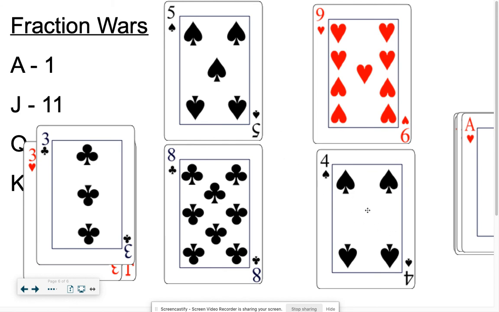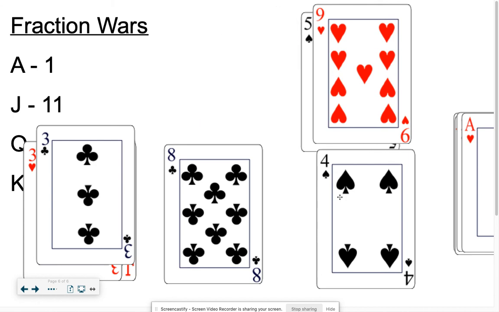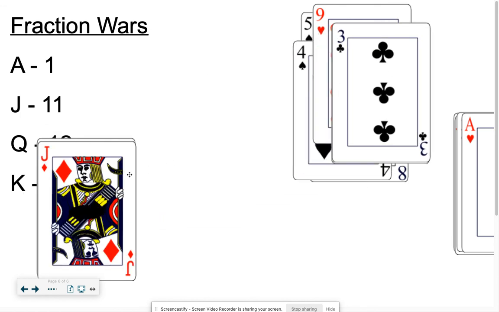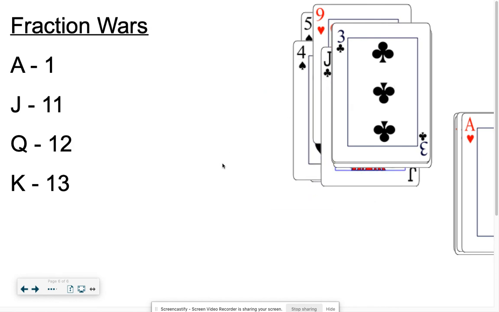We cross multiply. 4 times 5 is 20. So this player over here gets 20. 9 times 8 is 72. 20 compared to 72. This player gets all of these cards. So they get the first round where it was a tie, and they get the round they just got. So you can see they can get a lot of cards all at once. The game continues until one player cannot play any longer, meaning that the other player has more cards. And the winner is the person with more cards.